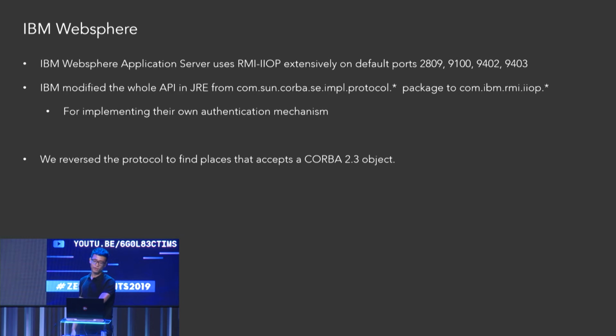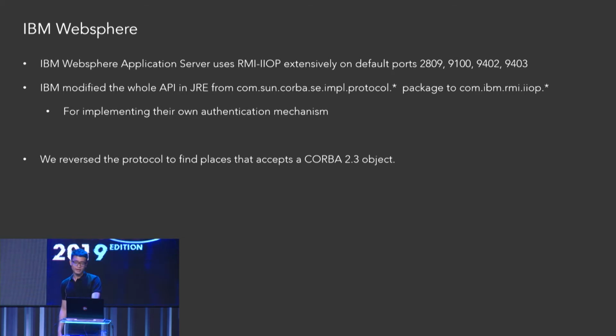Let me showcase an interesting example, IBM WebSphere. WebSphere Application Server is a very popular web application server, and it uses RMI over IIOP extensively on default ports, like the four ports you see on the screen. IBM modified the whole API for CORBA in the Java runtime to its own, com.ibm.rmi.iiop. They did it for implementing their own authentication mechanism.